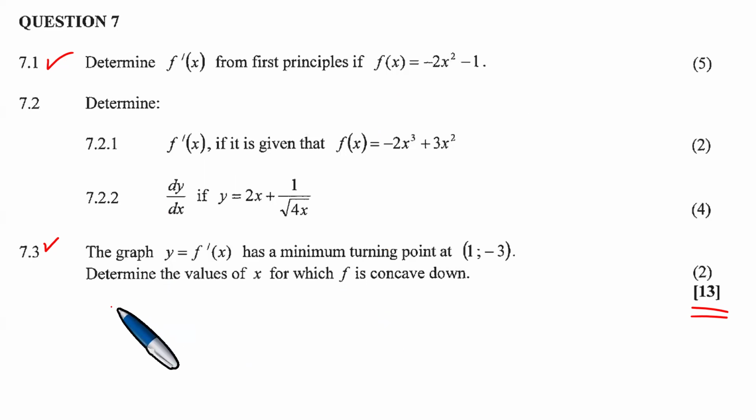But the tricky part with the question is that the function f is not explicitly given in 7.3. You're not told what f of x is. You're just given that the graph y equals f prime of x has a minimum turning point at (1, -3). Obviously you need to analyze what that means, because what is the function f of x? Is it x squared? Determine the values of x for which f is concave down.